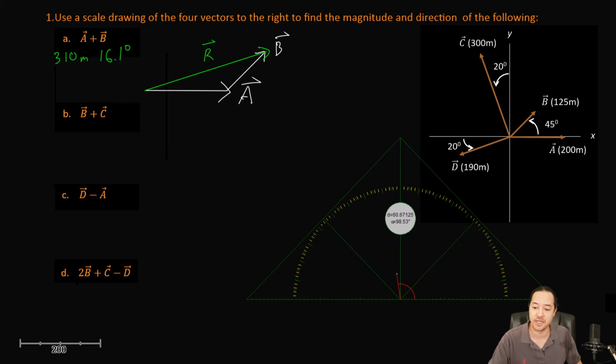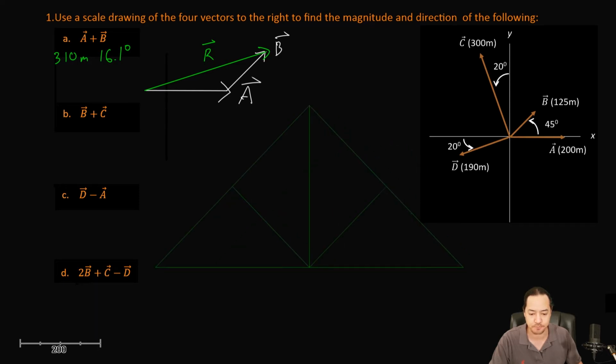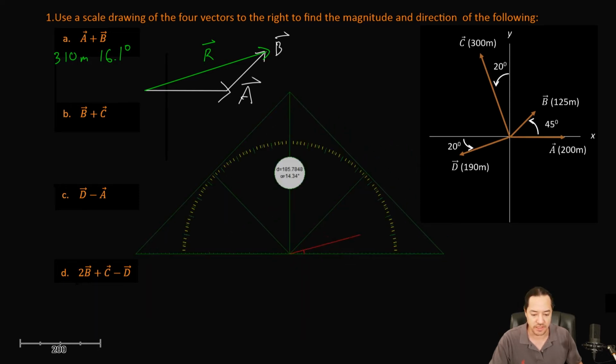So let's look at B. B is going to be vector B plus vector C. Okay, so let's draw that again. Let's draw vector B. All right, vector B we said is going to be 45 degrees and about 125 meters, something like this. Perfect. Okay, this is vector B.